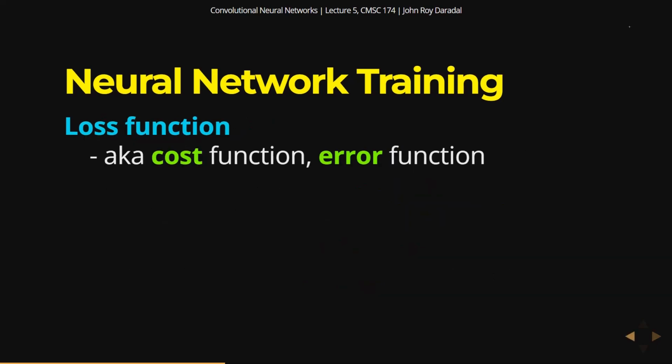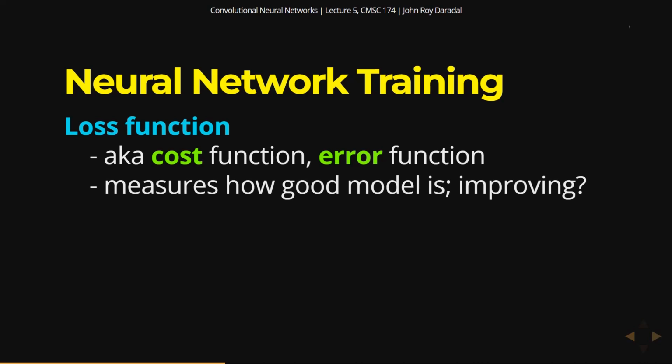Okay, the next one that we'll need for our training of the neural network is something called the loss function, also known as the cost function or error function. So what does this do? The loss function tries to measure how good your model currently is. It will boil down to a single number, an indication of how good your model is, and during training you can monitor the loss function to see if your neural network is actually improving or not.